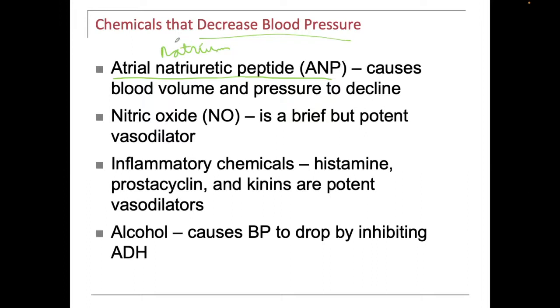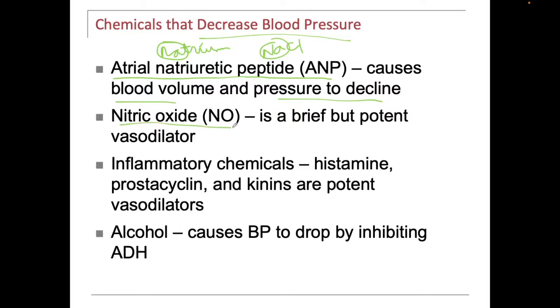And if we take the first two letters of natrium, that's Na. What is NaCl? That's sodium chloride. We're talking about salt. That's sodium. Atrial natriuretic peptide is involved in natrium, in sodium. If the blood pressure gets too high, the heart produces ANP to get rid of sodium. If you get rid of sodium, you're going to lose a little salt, you're going to lose a little water, blood volume and blood pressure declines.